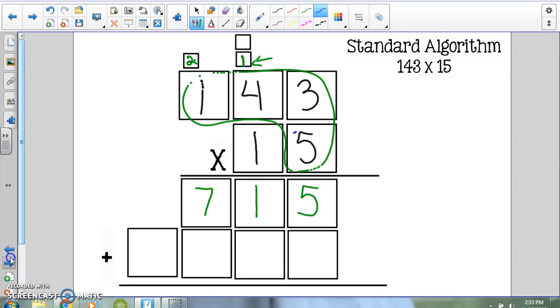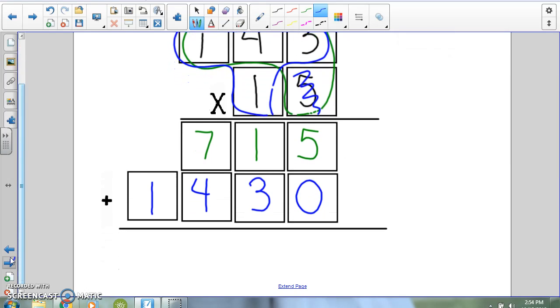So now that we are done with our 1's place, we're going to move to our 10's place. And when we go from the 1's place to the 10's place, we put a 0 or goose egg as our placeholder in our 1's place. So now our 1 is going to dance starting in the 1's place. So 1 times 3 is 3. 1 times 4 is 4. And 1 times 1 is 1.